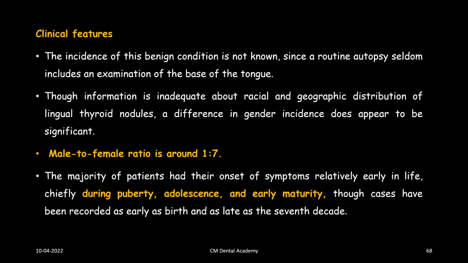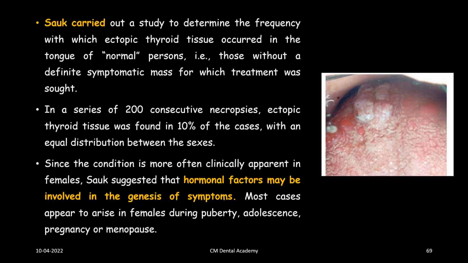The incidence of this benign condition is not known, though information is inadequate about the racial and geographic distribution of lingual thyroid nodules. A difference in gender incidence does exist. The male to female ratio is 1:7, with a female predominance of 7 times that of the male. The majority of the patients had their onset of symptoms relatively early, during puberty, adolescence and early maturity.